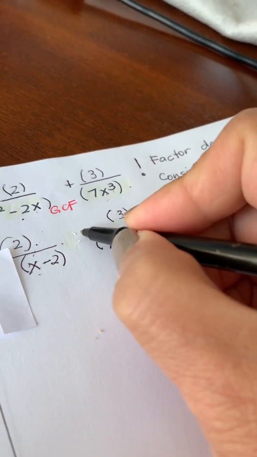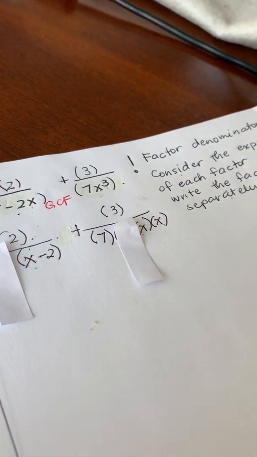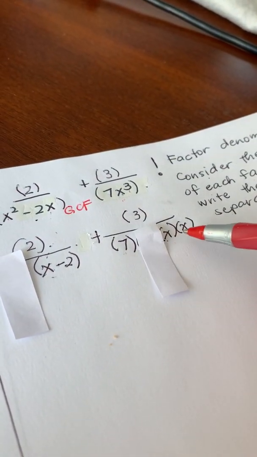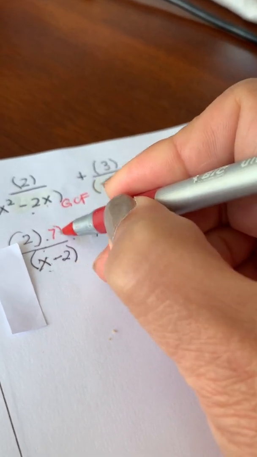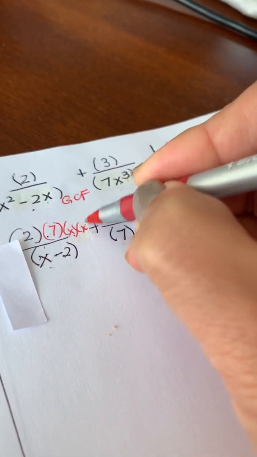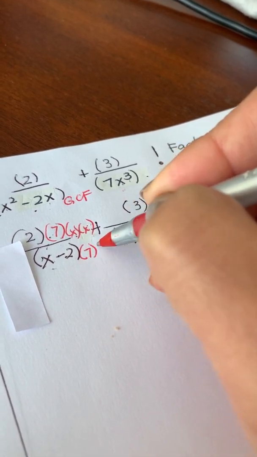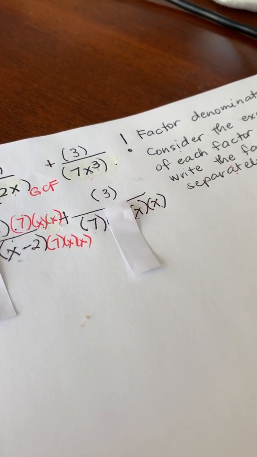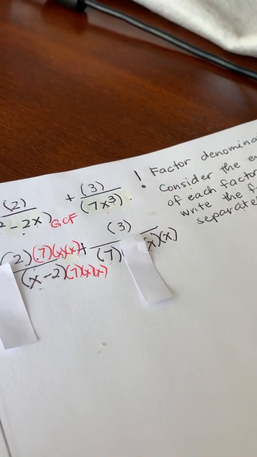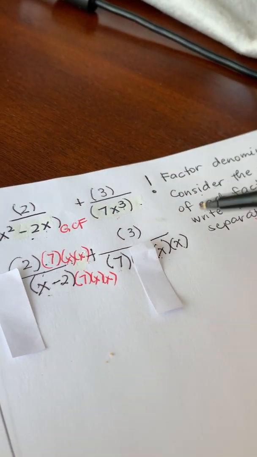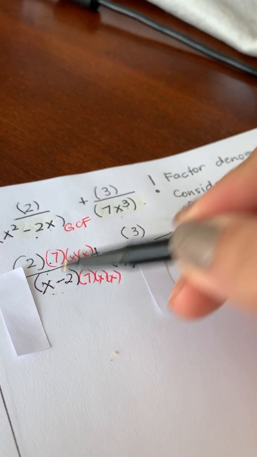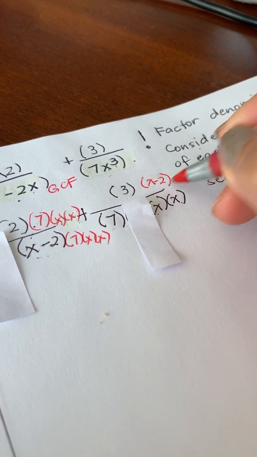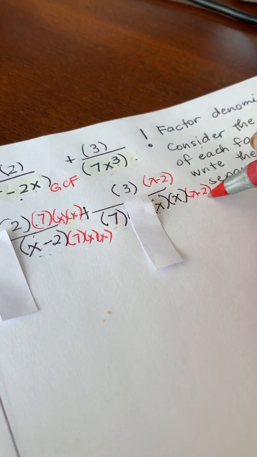Let's just make some space here. Okay, so I'm going to use red. So we're going to multiply this with these 3 factors, 7, x and x. So let's multiply that with 7, x and x. Also this one with 7, x and x. Okay, that's not very neat, but we will arrange that in the next step. So this one we're going to multiply with x minus 2, and this one also with x minus 2.